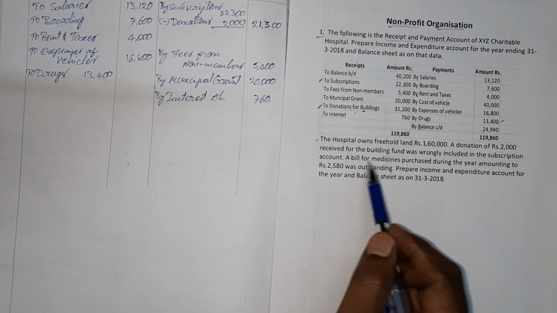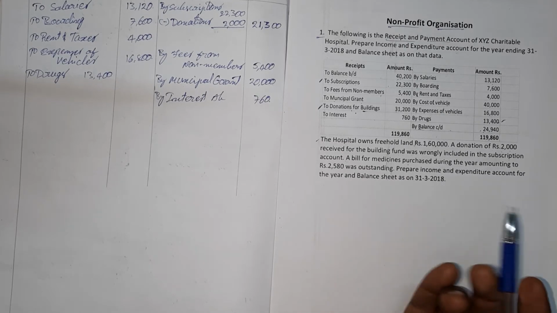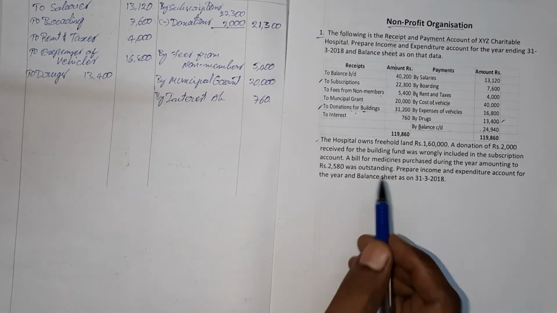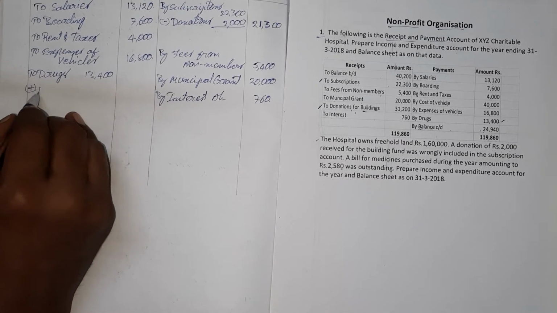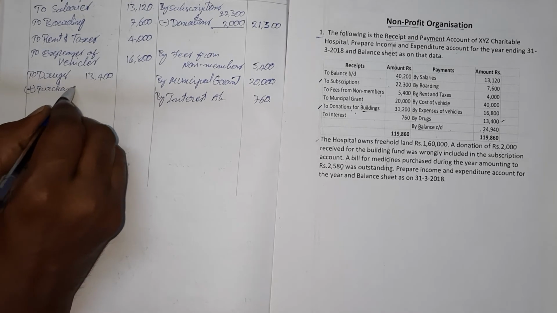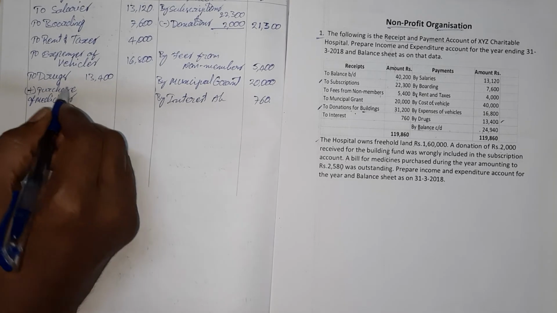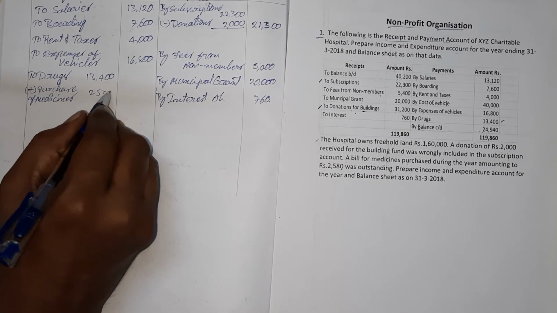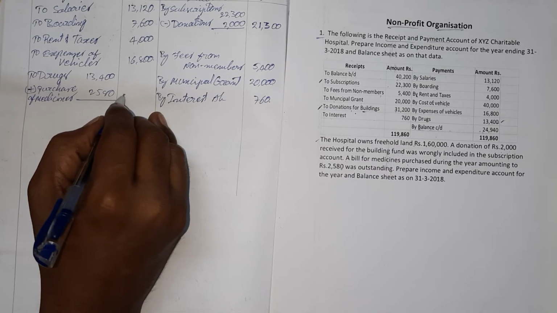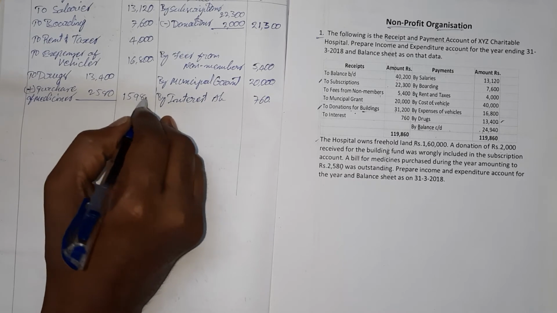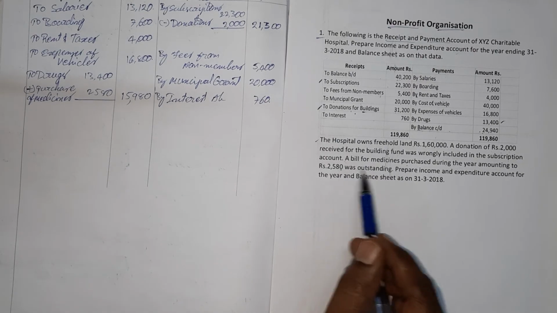Okay, and a bill for medicines purchased during the year amounting to rupees 2,580 was outstanding. So it is a purchase of medicines, and we can add it to drugs. Purchase of medicines 2,580. Total amount is 15,980, and it was outstanding.